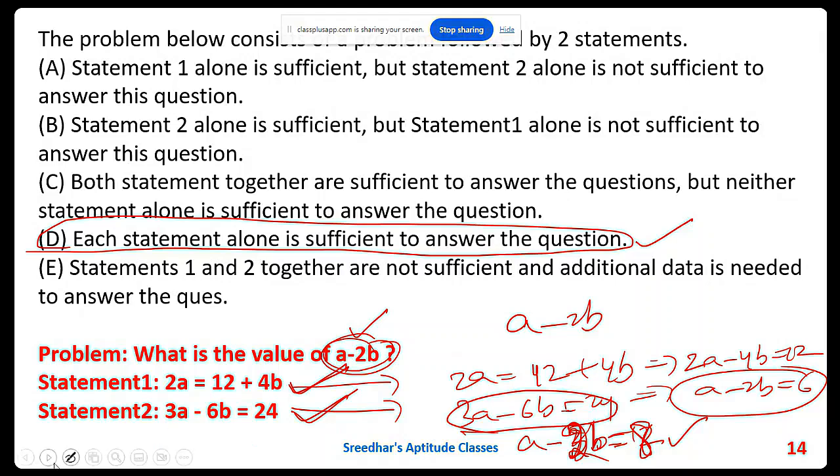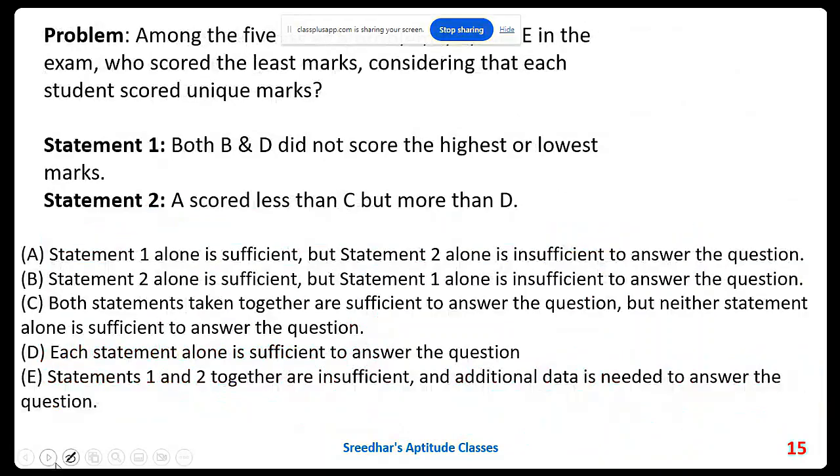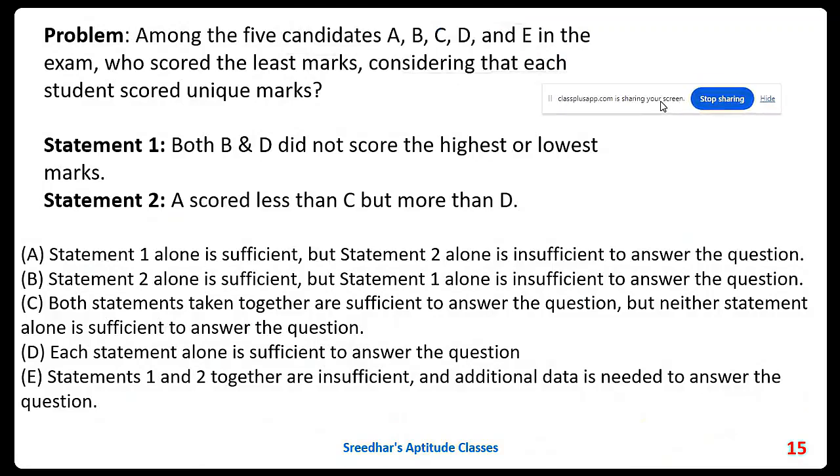Right. Next question. Thank you, Abhilash, for the response. Yes. Thank you, Lokesh. Shivanagasai. Okay. Here is the next question. Again, from data sufficiency. So here is the question.